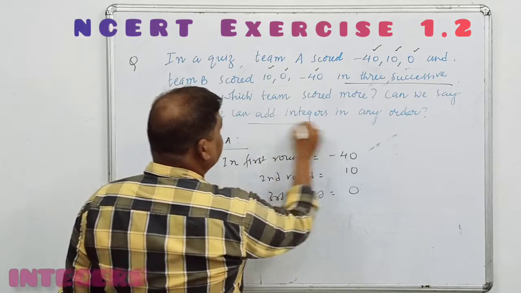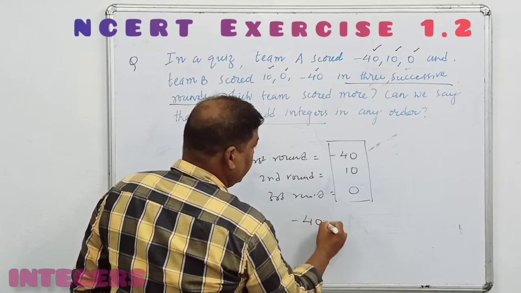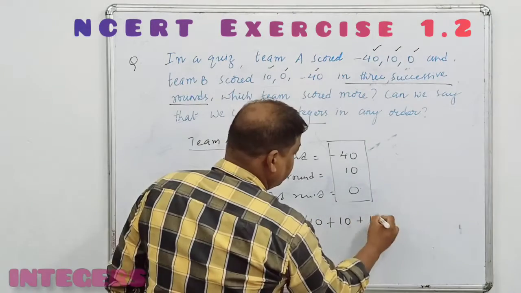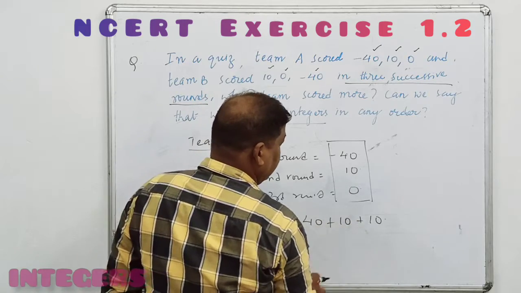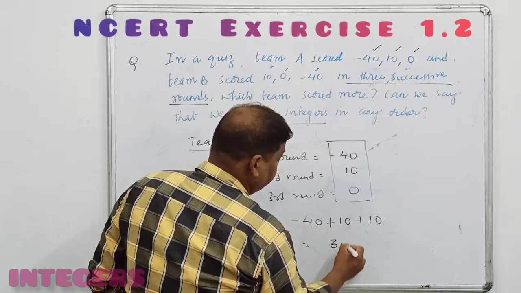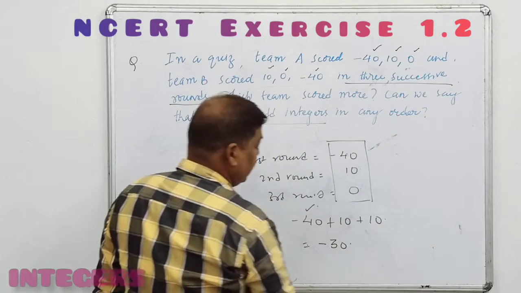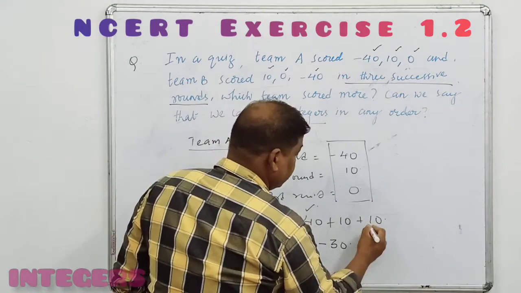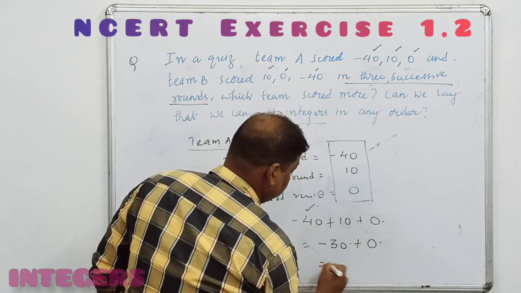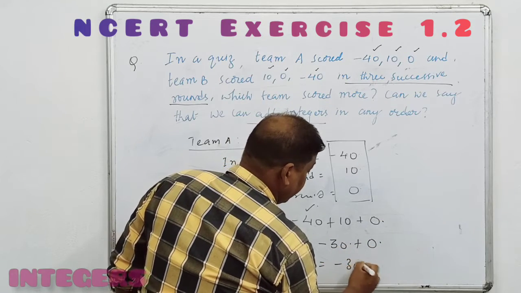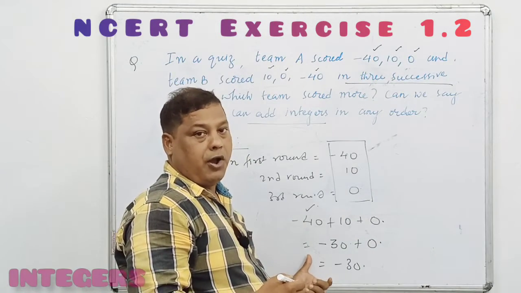Now you can add integer. You can add these 3 rounds, that is minus 40 plus 10 plus 0. That means minus 40 plus 10 means that is 30. 30 is the 40 is a greater value, so you can carry here negative sign, that is minus 30. Here is the 0. Sorry, here is the 0 plus here is the 0. So minus 30 plus 0 means that is minus 30. So team A scored minus 30 points.